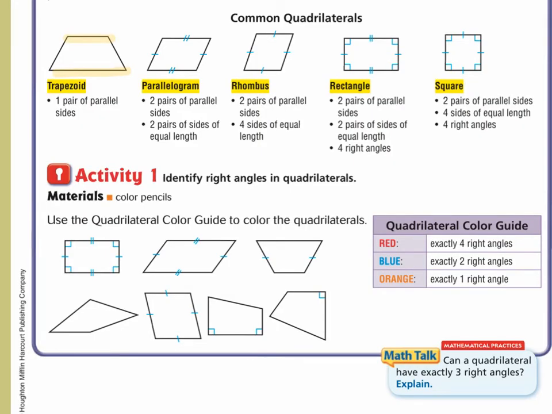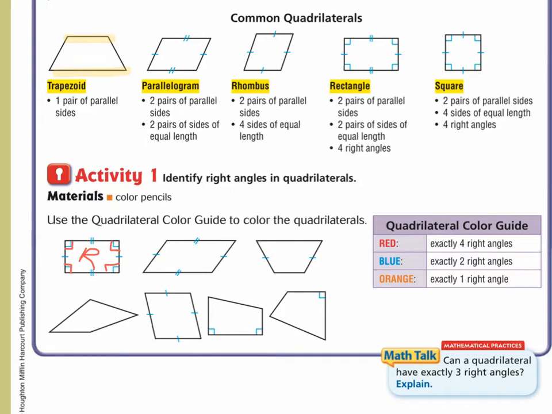Okay, looking at activity 1, the directions read: identify right angles in quadrilaterals. So we're going to be, again, drawing upon our previous lesson last week on angle types, and we're going to be applying them to quadrilaterals. So it says for quadrilateral color line, I'm going to just put an R for red if there are exactly 4 right angles. So I'm going to put an R right here because you have your square corner, and remember that square corner indicates it's a 90-degree right angle.